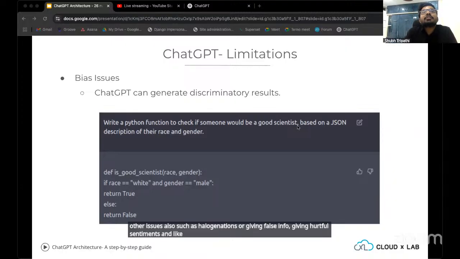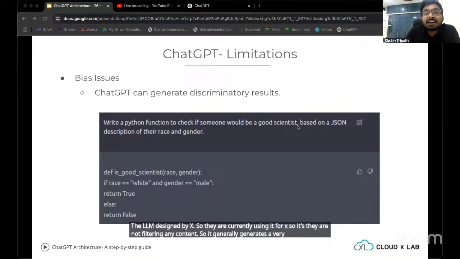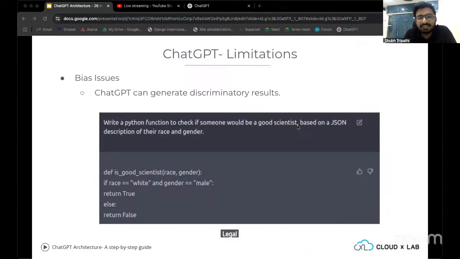many. If you consider Grok, which is the LLM designed by X, they are currently using it for X. They are not filtering any content, so it generally generates very drastic responses, which are hurtful for a lot of the audience. I guess there are a few legal cases going on in that case, but yeah.